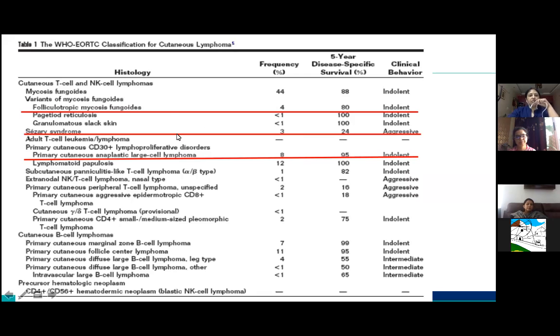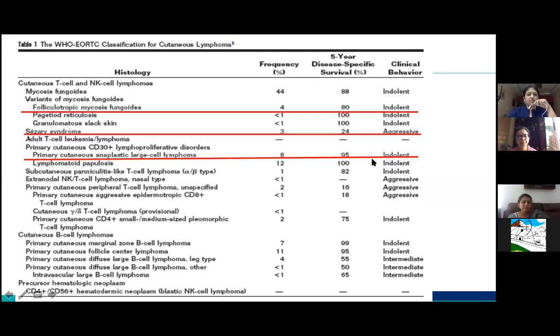Going further down this list, there's another type of T-cell lymphoma which some of us encounter reasonably often, that is called primary cutaneous ALCL, or anaplastic large cell lymphoma. It is a CD30 positive lymphoma. Now, the majority of us think, and medical oncologists also make us believe, that all CD30 positive lymphomas are very aggressive. While if you look at it here, the 5-year DFS for these patients is 95%. That is actually indolent in behavior.